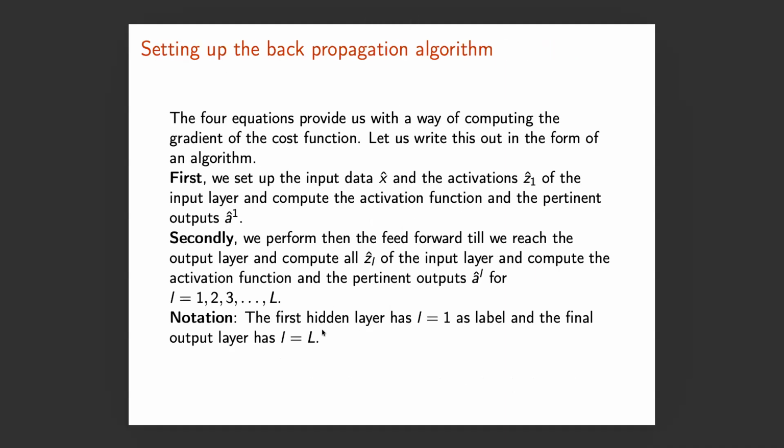So I always recommend, when you're rebooting your memory about neural networks, look at the simpler case and then look at the general case and just convince yourself that these equations are correct. Because when you're setting up the algorithm, the first step is to set up the input data X and the activations Z1 of the input layer, and compute the activation function and the outputs. You perform a feed forward till you reach the output layer, computing all these Z values, the activation functions and all the outputs which you need for all the layers.